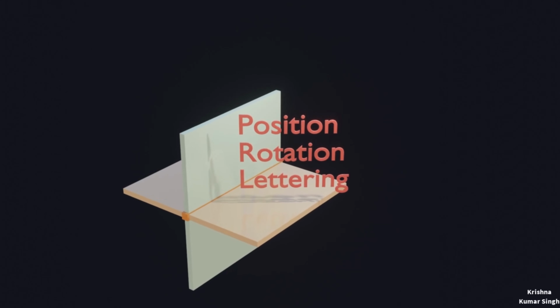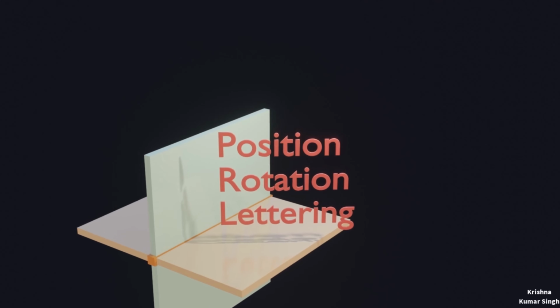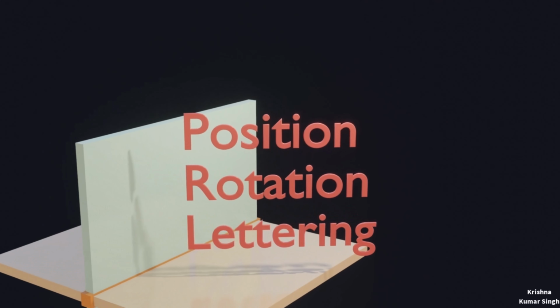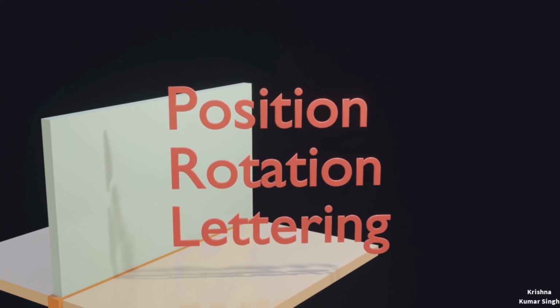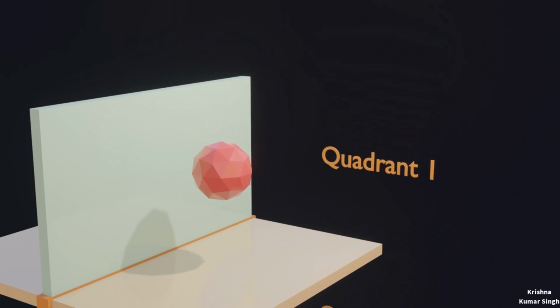Position, rotation, lettering. In this video, we will discuss the position of objects in quadrants, rotation of the horizontal plane, and lettering to be given. Let's see the position of objects. If the object is situated above the horizontal plane and in front of the vertical plane, it is said to be in the first quadrant.